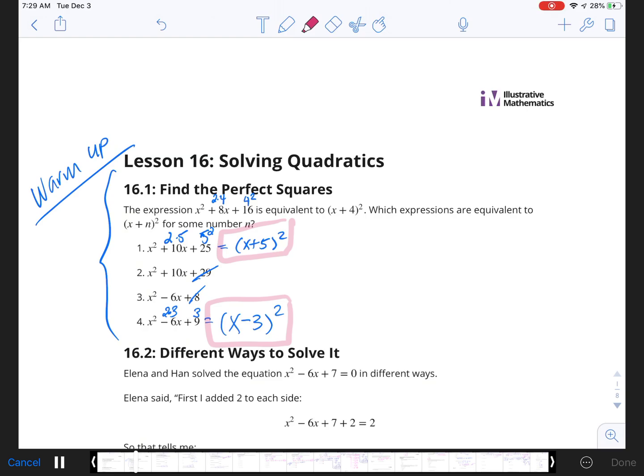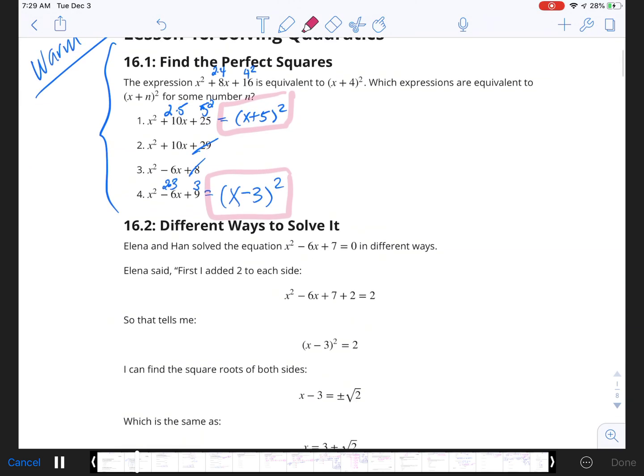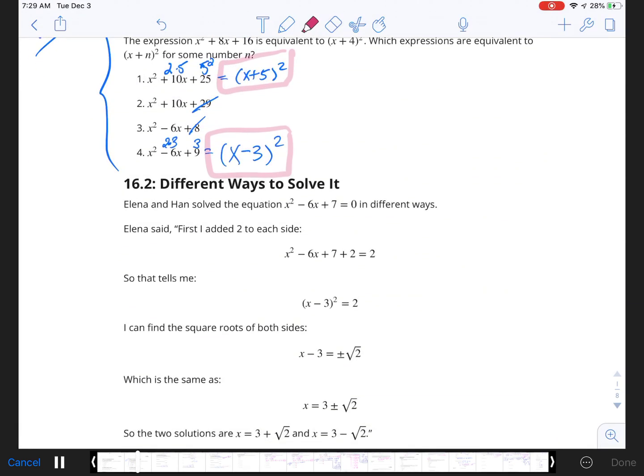Now we're going to be comparing two different ways that Elena and Han solve the same problem. They're using methods from Algebra 1, but it's been a long time since we've seen these, so we're just hoping to reactivate our knowledge of them. They're trying to solve the equation x squared minus 6x plus 7 equals 0. Elena said that she's first going to add 2 to each side. And so that tells me that x minus 3 squared equals 2.